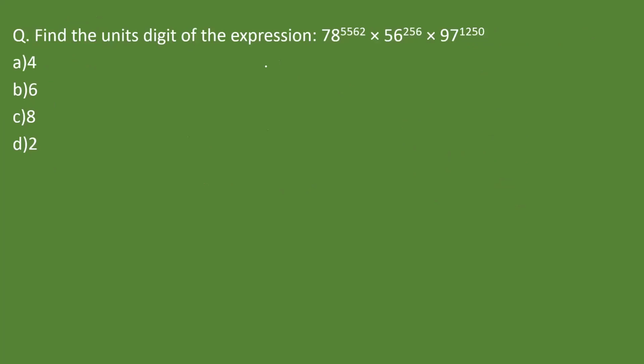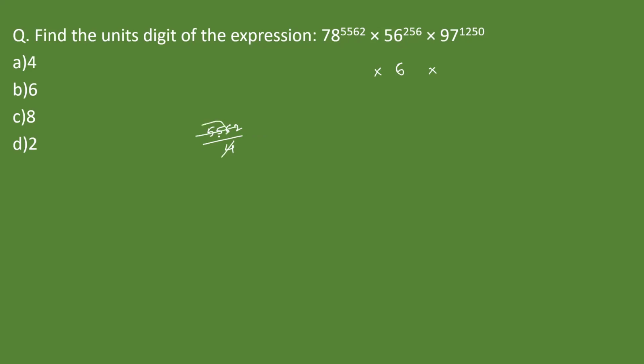Next one. Find the unit digit of the expression. Something like this was given for us. 78 whole to the power of 5562 56. See here, for 6, whatever may be the unit digit, we know that it is 6 only. For 6, any power of 6, we will get unit digit as 6 only. Now come to 8. What is the power which was given for us here? 5562 by 4. We need to divide it with 4. And we will try to observe the remainder. What is the remainder we will get here?